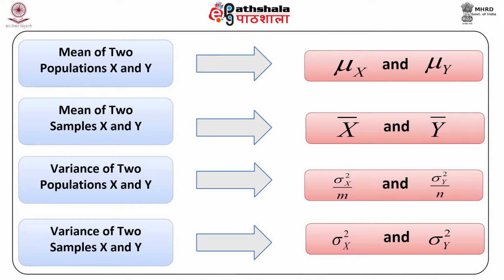So let's assume the means of two populations x and y be denoted by mu x and mu y. The means of the random samples from the corresponding populations can then be denoted by x bar and y bar respectively. The variance of the sampling distribution of x bar will be denoted by sigma x square by m, where sigma x square is the variance of the first population and m is the size of the sample from that population. Similarly, the variance of the sampling distribution of y bar could be denoted as sigma y square upon n, where sigma y square and n are the population variance and sample size respectively in this case.